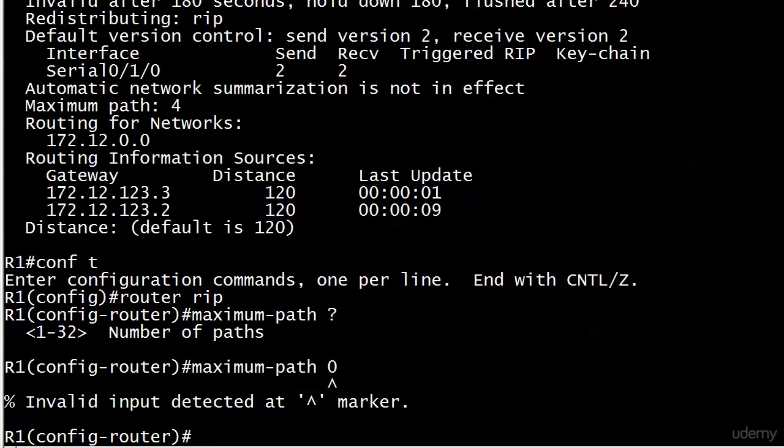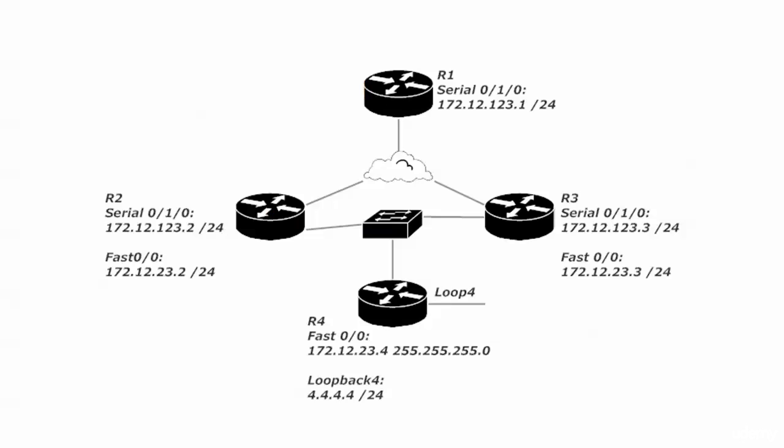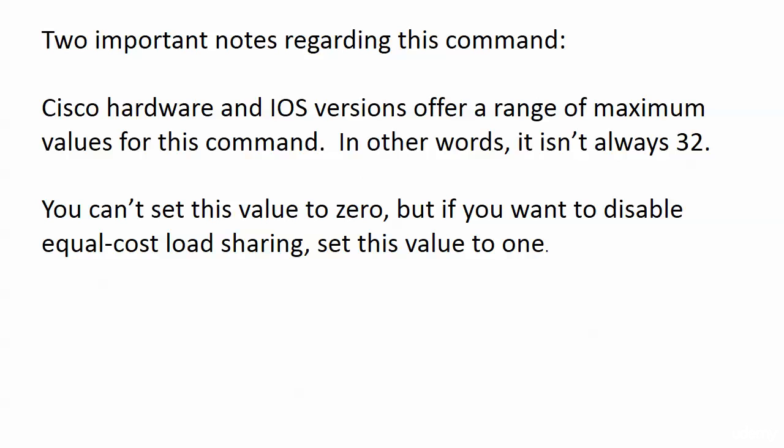Now, just a couple of words here before we start testing that load balancing, and it's about the maximum path command. Cisco hardware, different IOS versions, they offer a range of maximum values for the maximum path command. You'll never be able to set it to 0, but the maximum is not always going to be 32. That's more of a real world thing. I just want you to know that because I don't want you to be on another router model and think, wait a minute, this is 16 and this one's 64. What's going on? It's not always going to be 32.